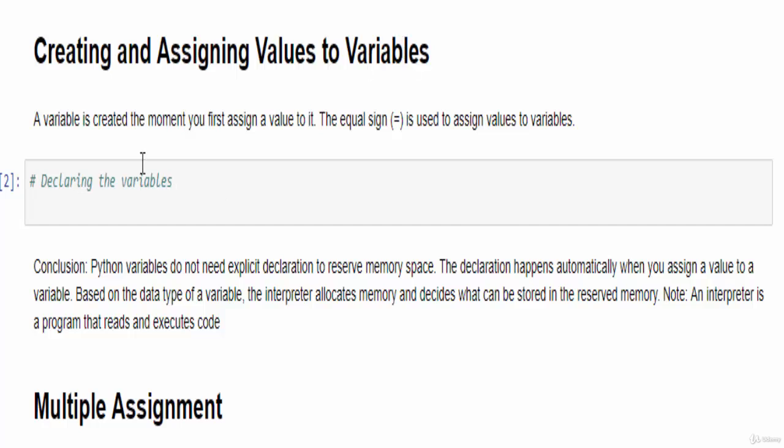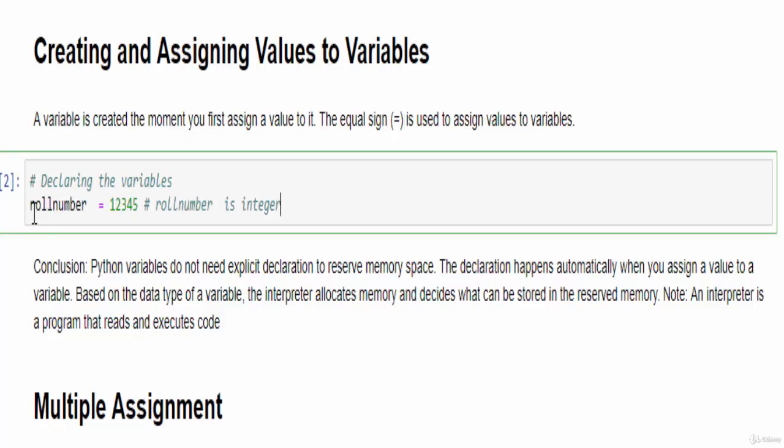A variable is created at the moment when you first assign a value to it. It means when you use the equal to symbol, only then will the variable be created in the RAM. So I am declaring a value, roll number equal to 12345, where roll number is a variable and 12345 is a value. This is an example of an integer.